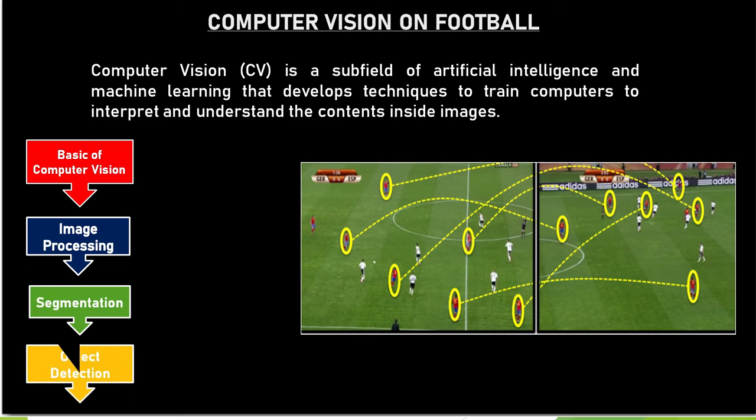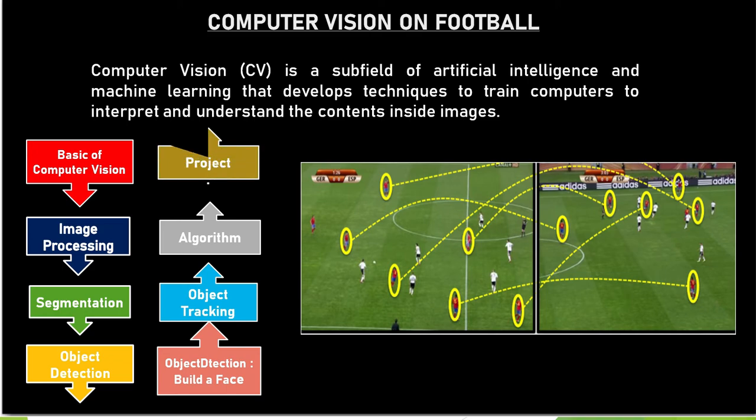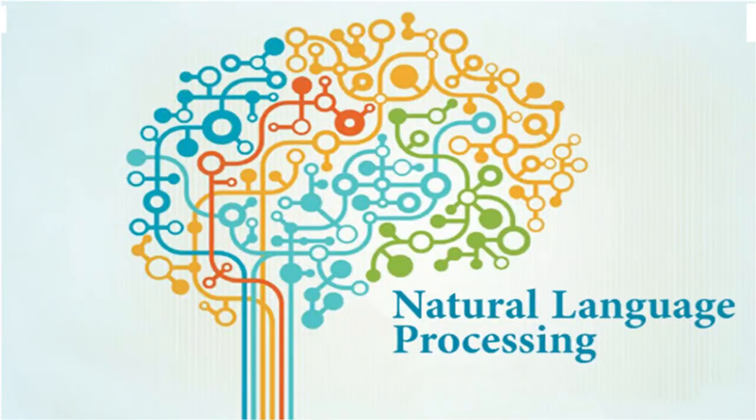So let's quickly go through each of them. These are the topics: the basics of computer vision, image processing, segmentation, object detection, building a face, object tracking, and some algorithms like deep learning, and we'll try to do a capstone project.